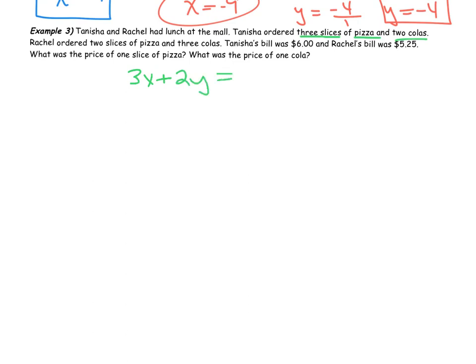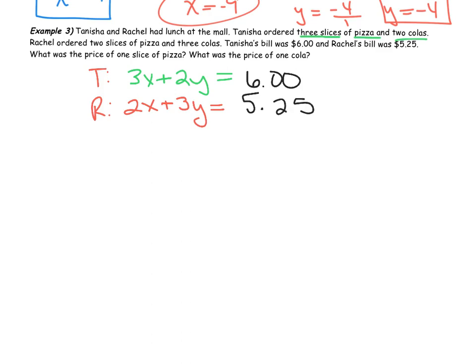And we want to know how much that bill ended up coming to, but we don't have that right yet. So let's just keep reading. So this was Tanisha. We have Rachel ordered 2 slices of pizza and 3 colas. Okay, so we have Tanisha's bill was $6 and Rachel's bill was $5.25. We want to know what was the price for 1 slice of pizza and what was the price for 1 cola. And we're going to solve this using Cramer's rule, which is by applying those determinants.